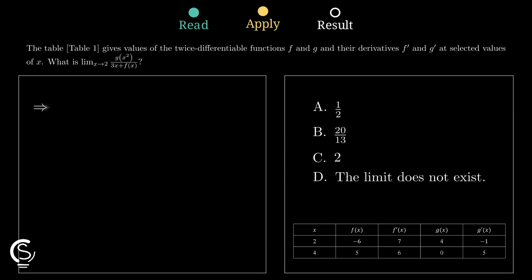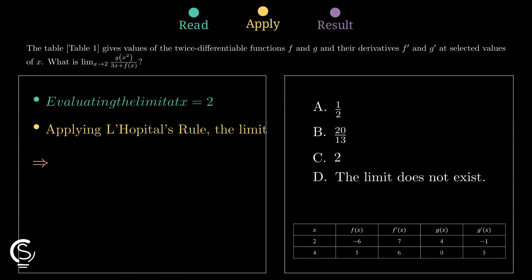Since we have an indeterminate form, we apply L'Hopital's rule by taking derivatives. The top becomes g prime of x squared times 2x, and the bottom is 3 plus f prime. Substitute x equals 2 again, we get g prime of 4 times 4 divided by 3 plus f prime of 2, simplifying to 20.